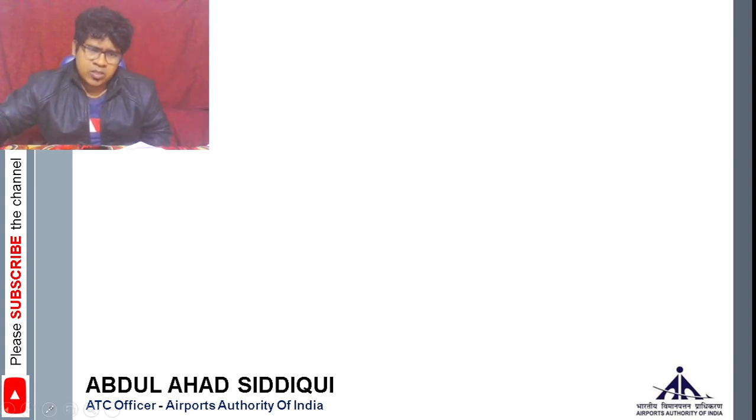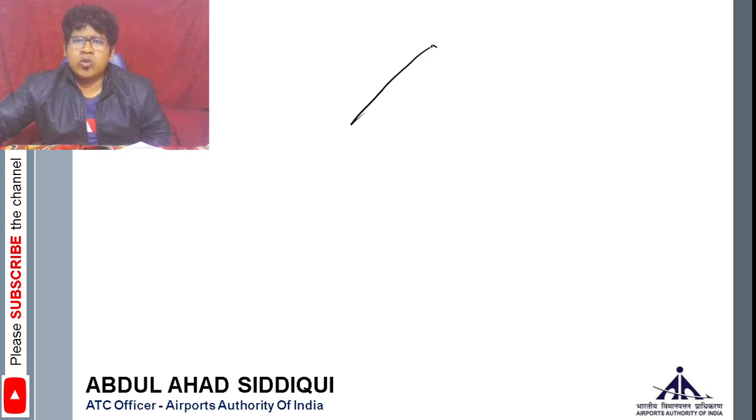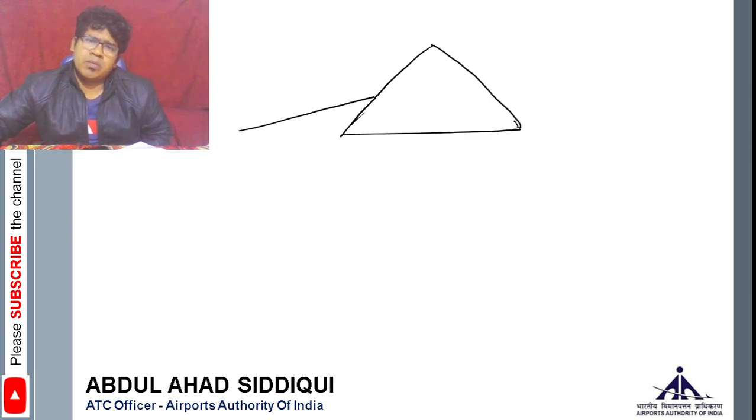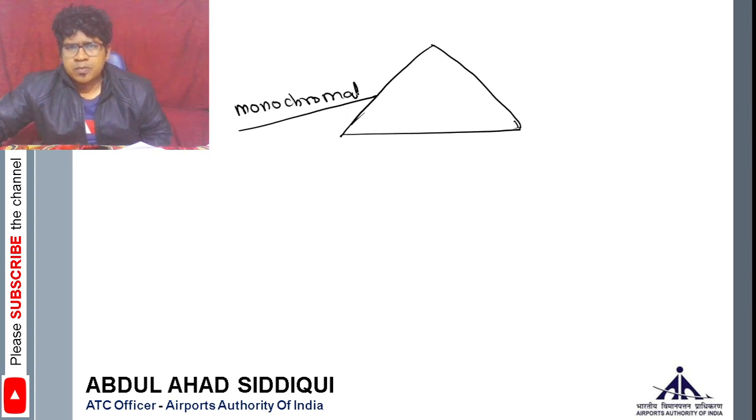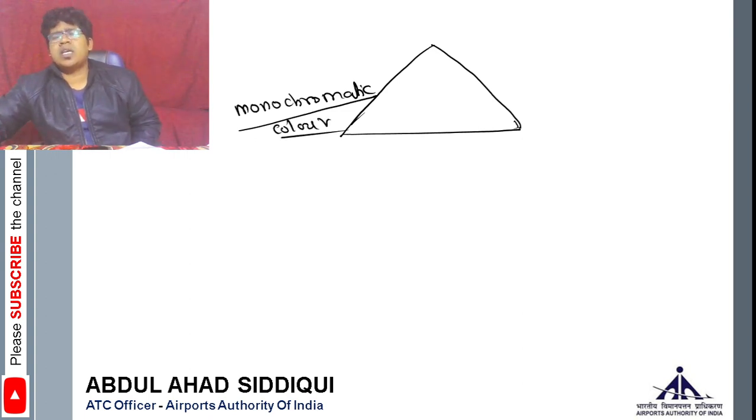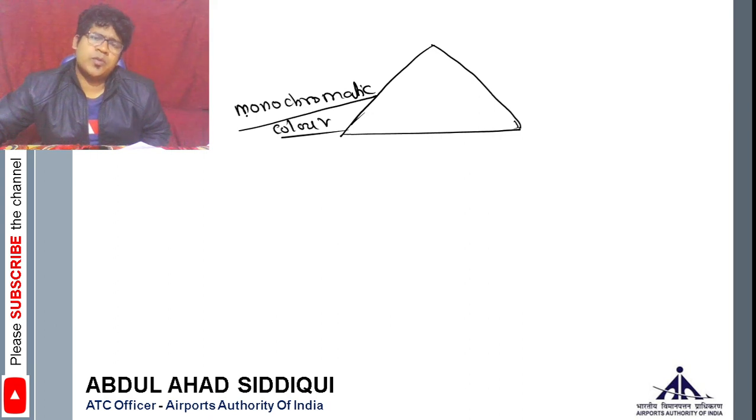It's not necessary that this is white light. It will be monochromatic light. Let's say it is a monochromatic light. I'm taking a monochromatic light, matlab it is a single color. Since white light has 7 colors, so it will be 7 chromatic, right? You can say heptachromatic. So monochromatic matlab any single color. Let's say this is coming here.